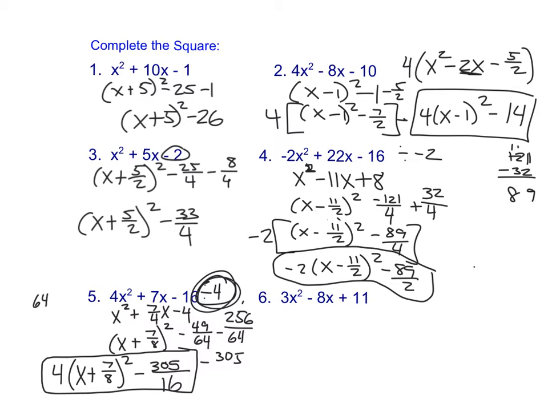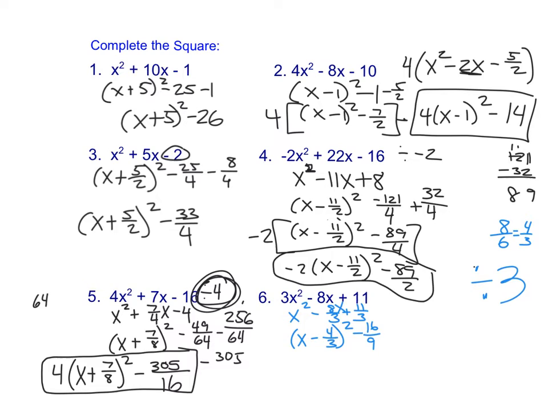All right, number 6. Let's see if I can fit it on here. This is as bad as it gets. Unless I make the numbers way bigger, the process doesn't really get worse. Divide by 3. Half of 8 over 3 is 8 over 6. 8 over 6 is 4 over 3. So 4 over 3 squared minus 16 over 9. Because 4 over 3 squared.